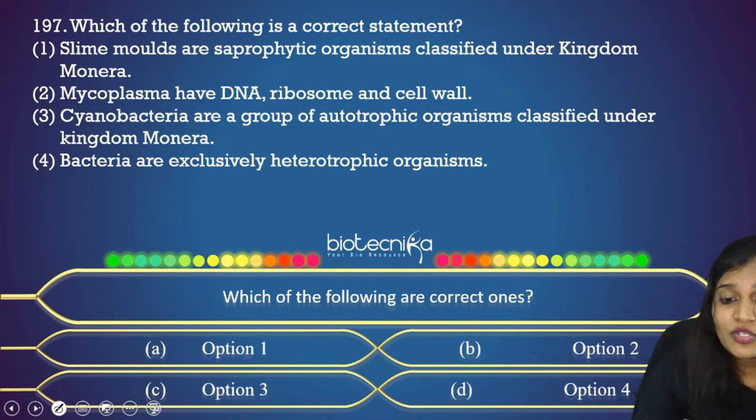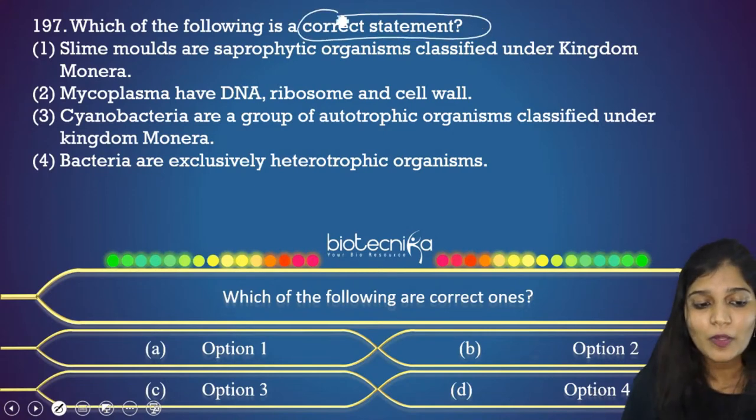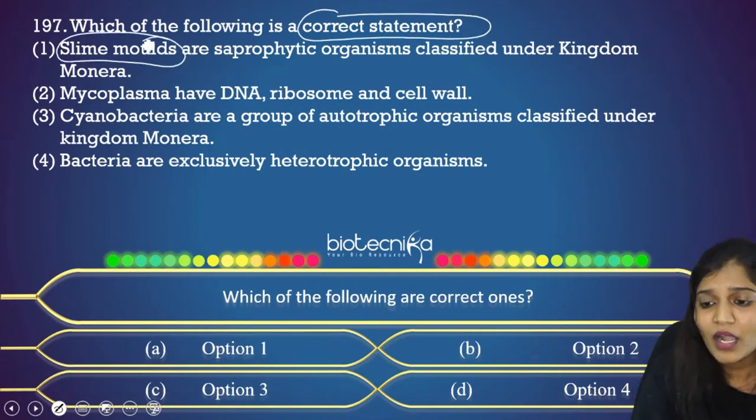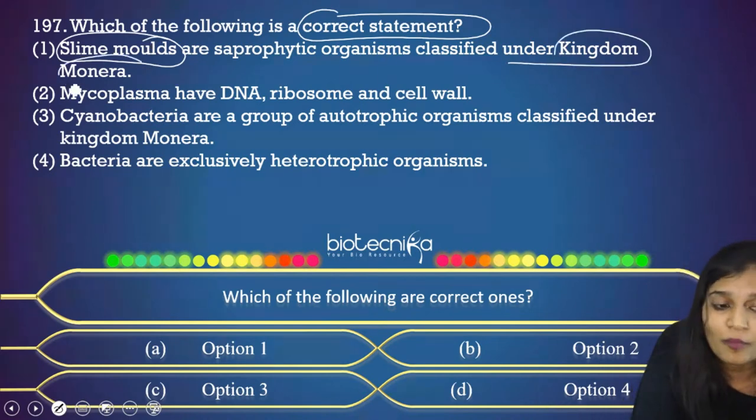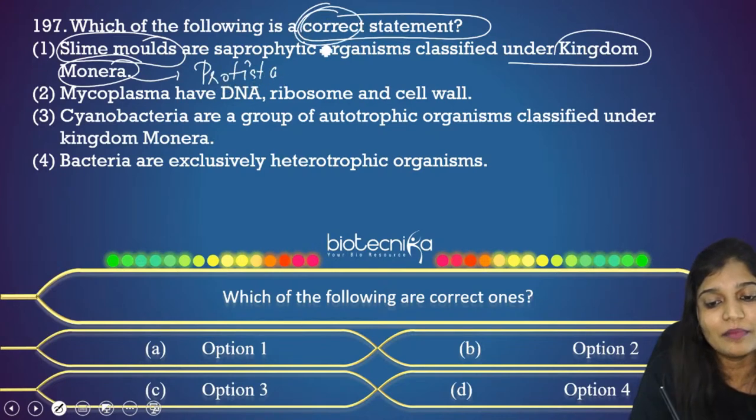197 question. Which of the following is a correct statement? Okay. Slime molds are under kingdom Monera. No. Monera usually is bacteria. It is actually Protista. So this is a wrong statement, but they ask you to find out the correct statement. So this is wrong.